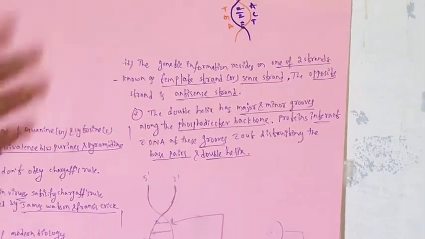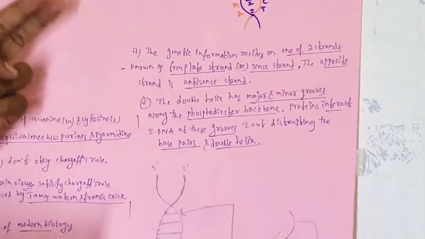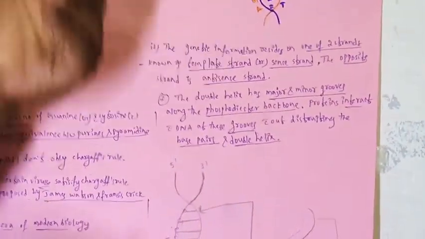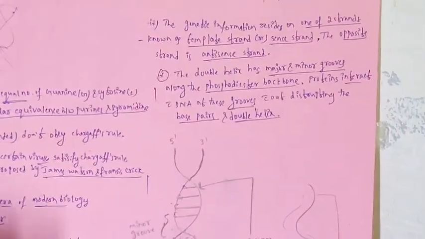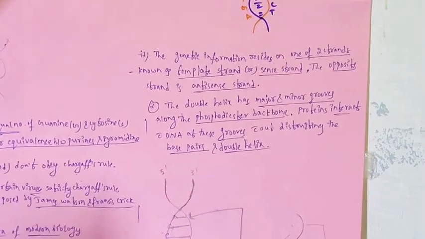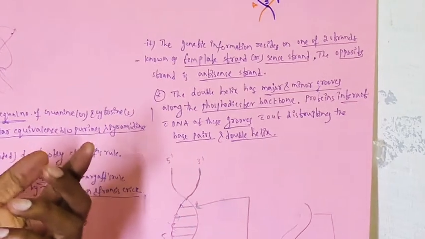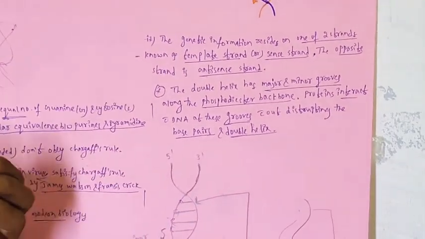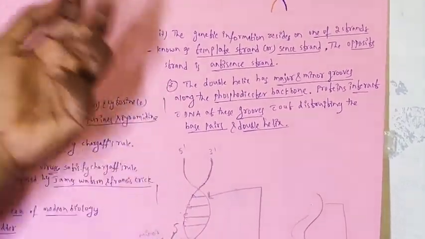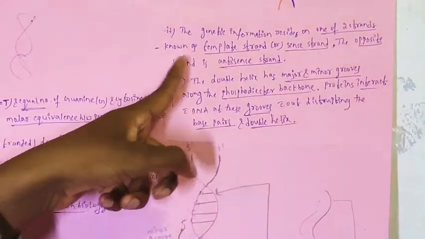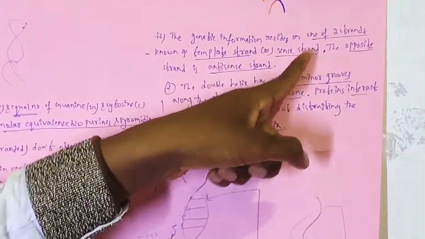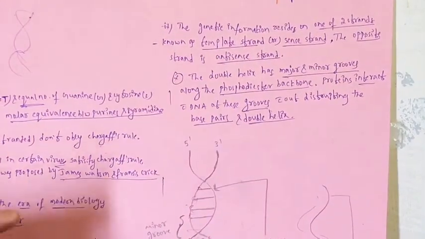This is an important point, and it is useful for the next topic, DNA replication. Out of the two strands of DNA, the genetic or hereditary information, the genes, are all on only one strand. That strand is known as the template strand or sense strand. The opposite strand is known as the anti-sense strand.